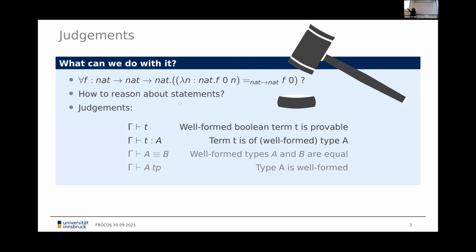So we have provability of well-formed Boolean terms, and we have the typing judgment. So we can say a certain term has a certain type, we can prove that. And there are also two more judgments, which are not very exciting in HOL. For one, this is that two types are equal, and in HOL this is just equality, it's just the same thing. And the other thing is that a type is well formed, and this is in HOL just that it appears somewhere in our theory and we can look it up. But once again, these things will be interesting once we get to dependent types.